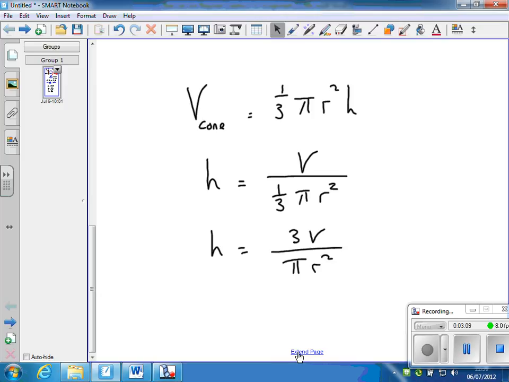At this point, I might have multiplied both sides by 3 first to get 3V equals pi r squared h, then divided by pi r squared. Either way, you'll get the same answer. So that's the final formula to use. Now plug in the figures and you should get the answer in the text.